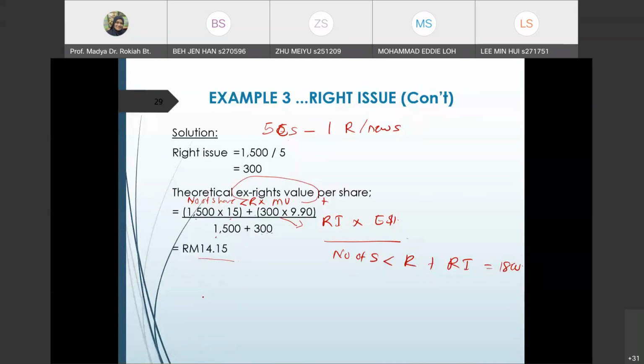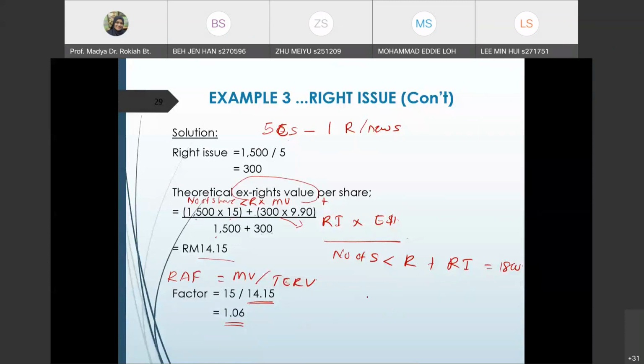From that theoretical ex-rights value, you can calculate the rights adjustment factor. The formula is the market value divided by the theoretical ex-rights value. The market value is 15, and the theoretical ex-rights value is 14.15. So we have 1.06, which is the rights adjustment factor.